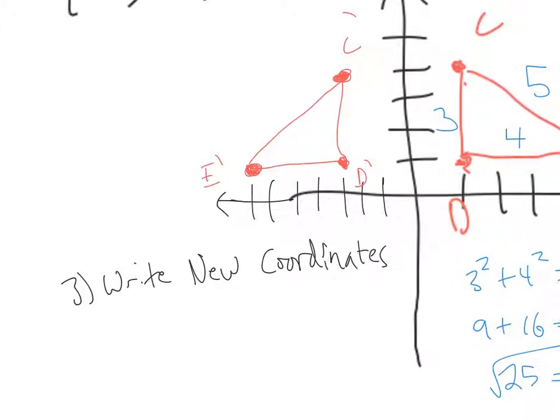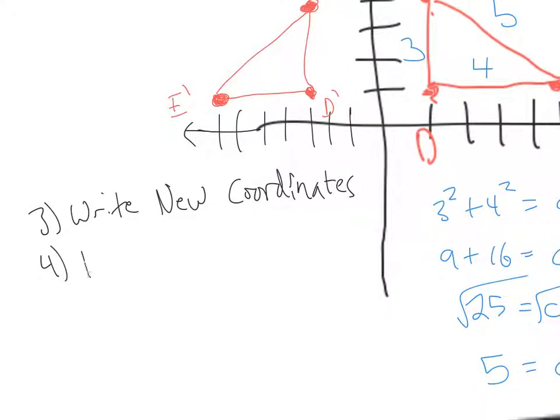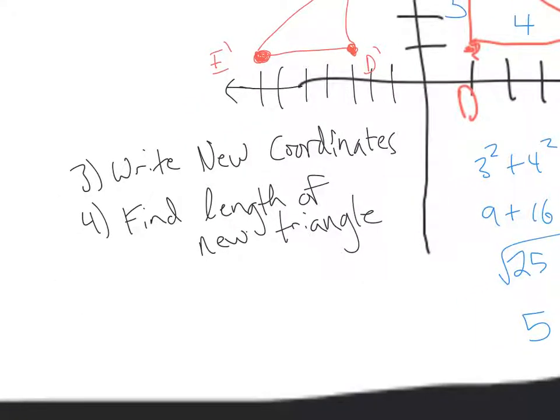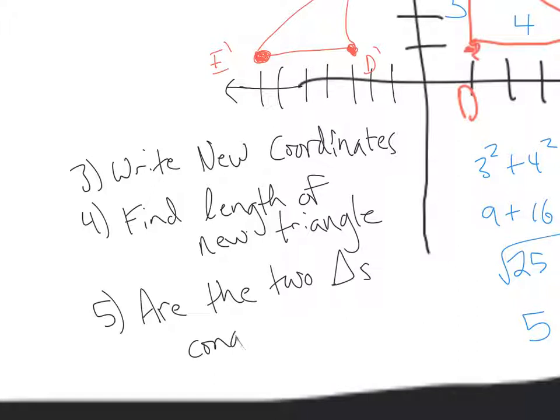And step 4 is to find the new lengths, find lengths of sides. Give you a hint, they're probably the same. Find lengths of new triangle. And then step 5, are the 2 triangles congruent, and tell me why or why not.